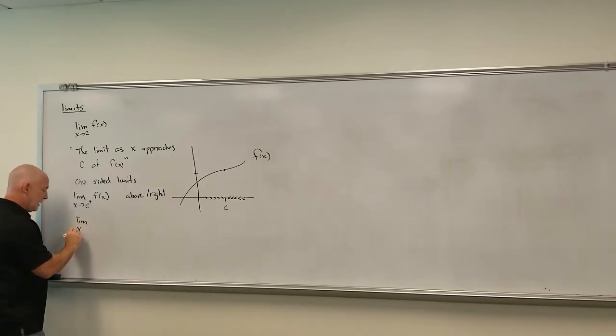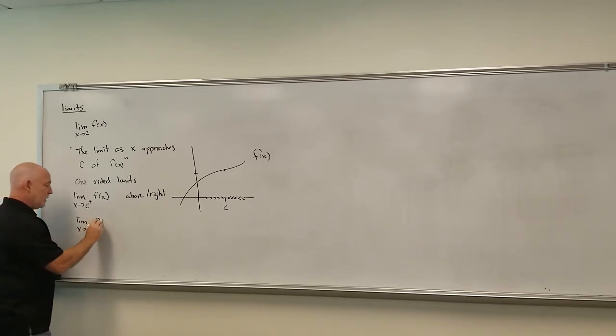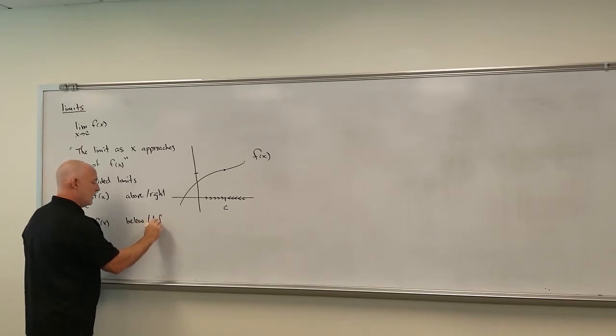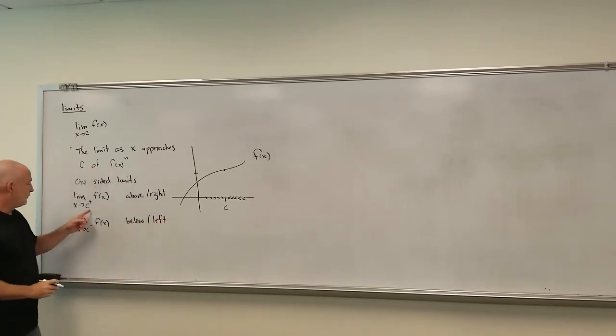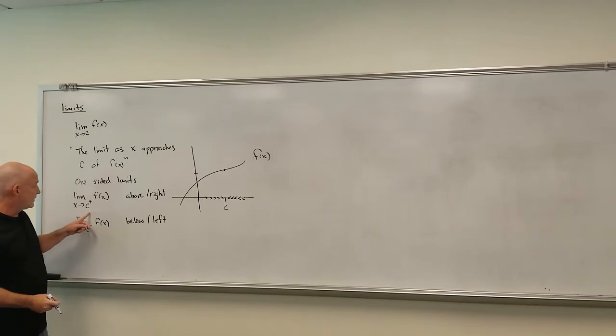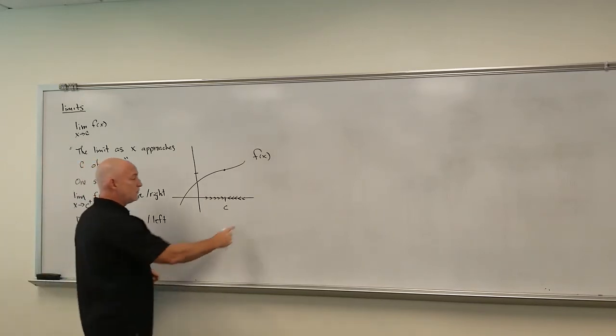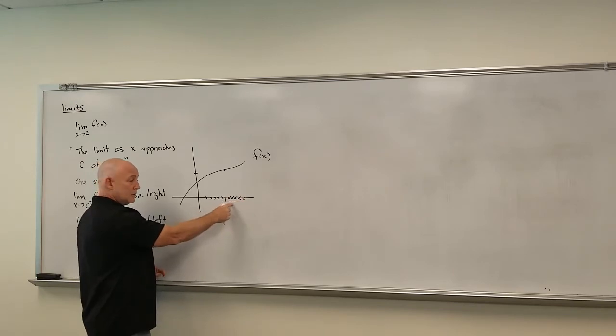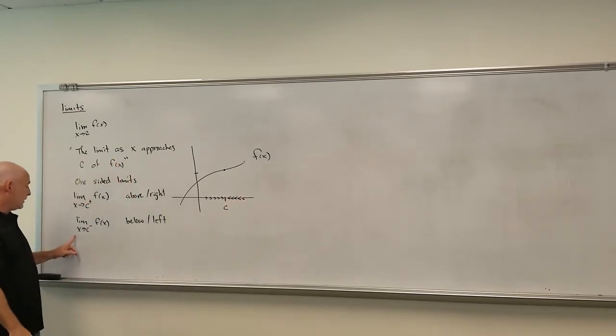Or we can do the limit as x approaches c with a little minus sign there, which means from below or from the left. So if we did the first one, the limit as x approaches c from above, that means we would use values that are getting closer and closer to c, but from values that are bigger than c. And if we were using the limit as x approaches c from below, or from the left, we'd be using values that are less than c heading this way.